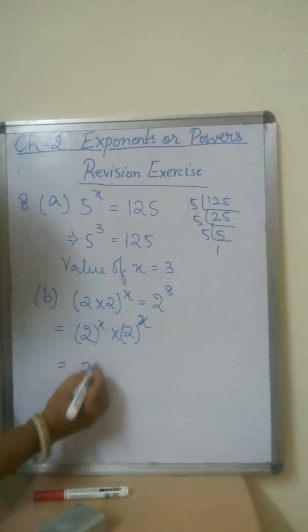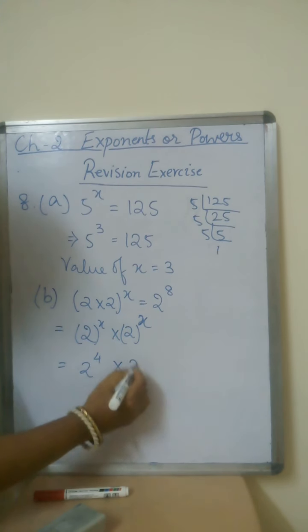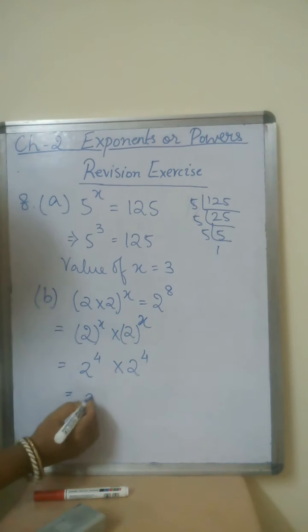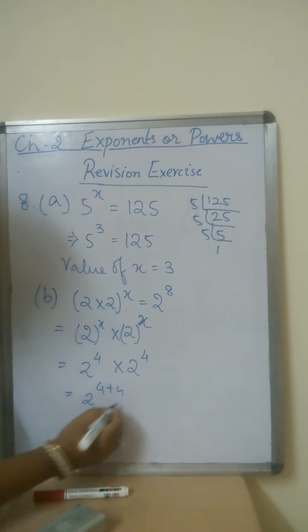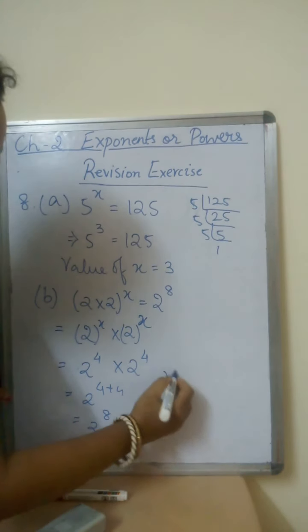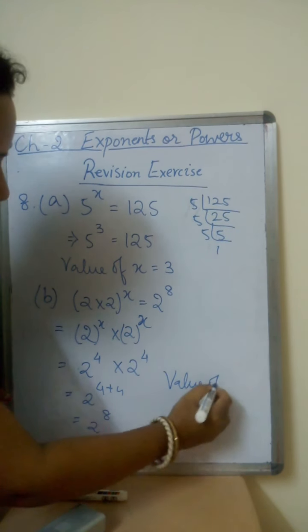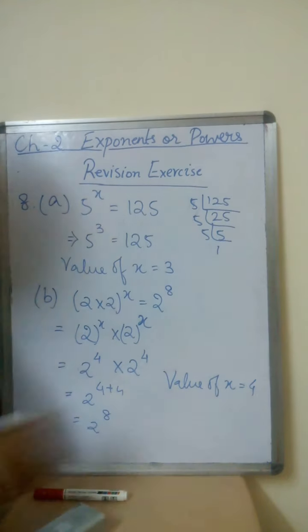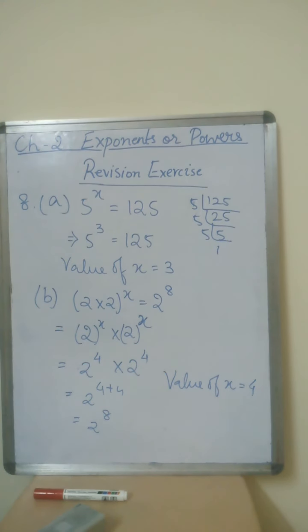8 means 2 to the power 4 into 2 to the power 4. So 4 plus 4 will give me 2 to the power 8. So what is the value of x? Value of x is 4. Okay. So this is question number 8, and with this we come to the end of the revision exercise. Next we are going to start with the next exercise, that is 2.1.